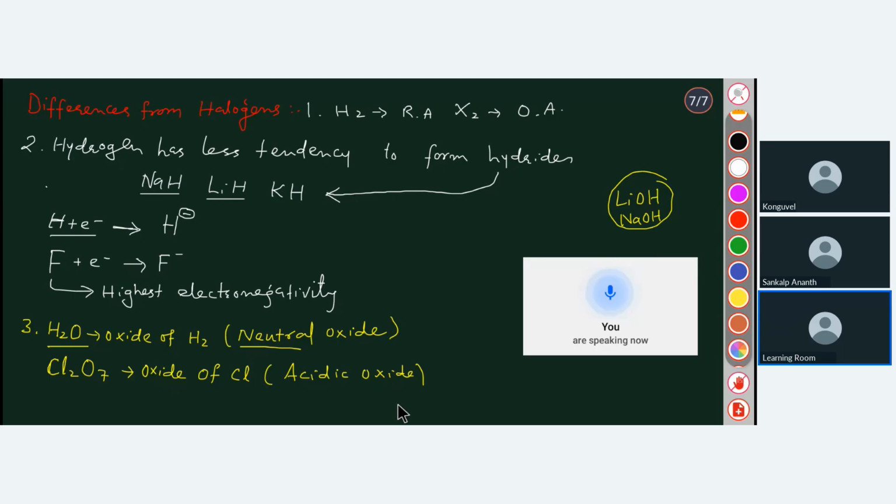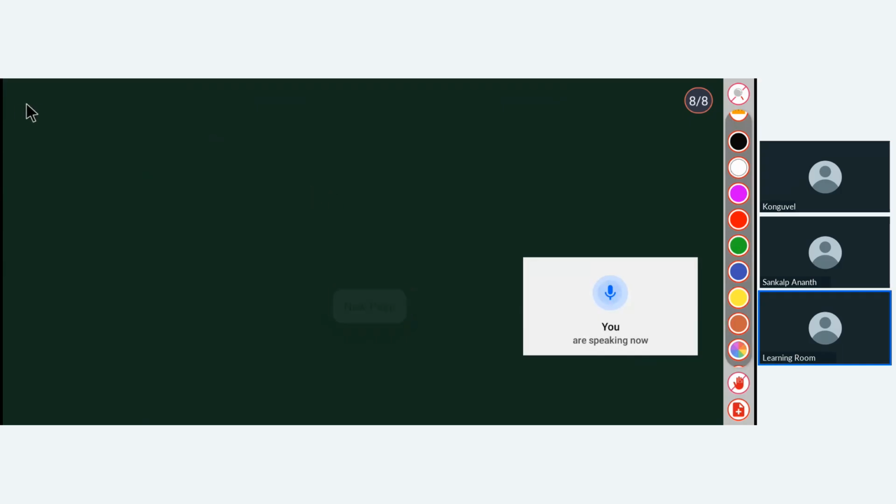Got it? Yes, sir. This is very important. It is not only chlorine; if you talk of iodine, I2O5, this oxide is also acidic. So halogens form acidic oxides, but hydrogen's oxide, water, is a neutral oxide. Correct? Yes, sir. Okay. Shall I move to the next page? Yes, sir. Now see the next difference.